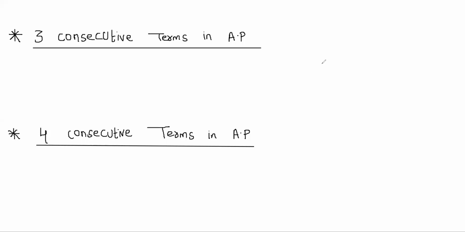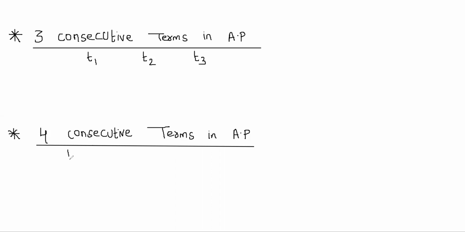For example 4 है तो 4 का consecutive term क्या है? The next term, that is 5. So एक के बाद एक term जो होता है उसको बोलते हैं consecutive terms in AP. So here the first term we will name it as T1, the second term will take it as T2, the third term will take it as T3.